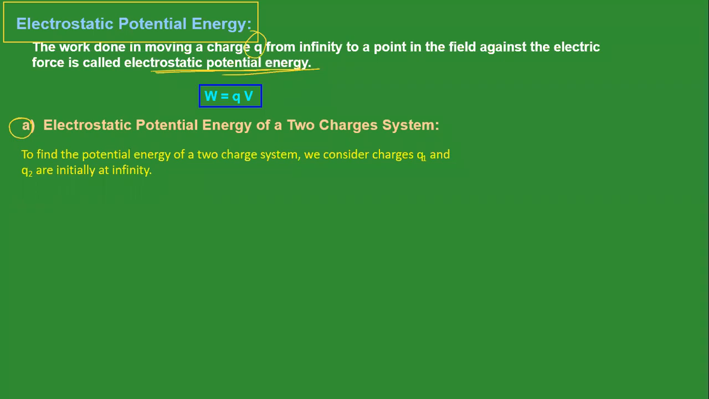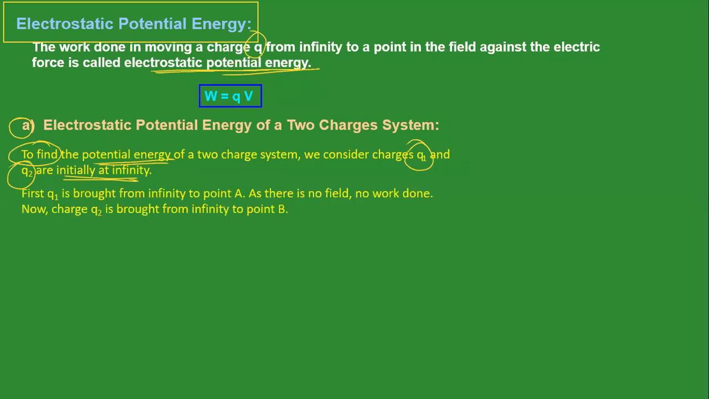To find potential energy of two charge system, we consider first charge Q1, second charge Q2 are initially at infinity. First Q1 is brought from infinity to point A. As there is no field, no work is done.